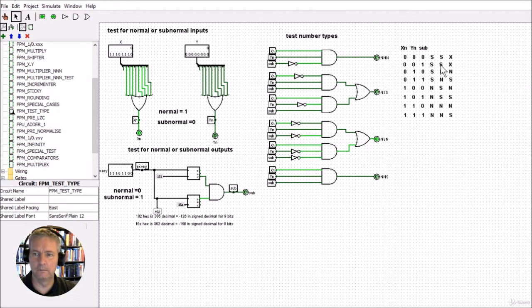So let's just pick another one to work through. Say the last one here is 1, 1, 1. So 1, 1, 1 would be a normal times a normal, and the 1 would give us a subnormal. So that would be normal times normal giving a subnormal. But we're only going to have 4 output types. So we've got rid of 2 of them so far, so that's us left with 6 here.